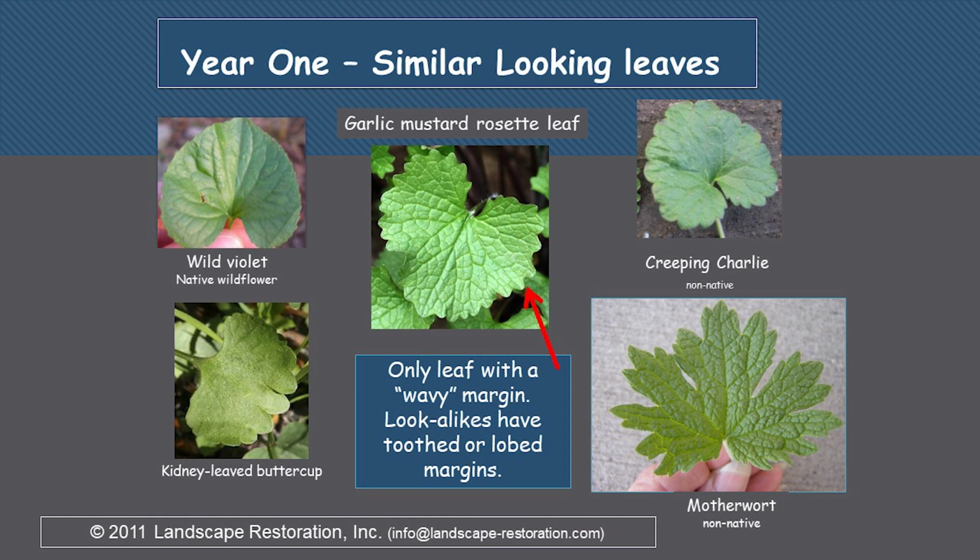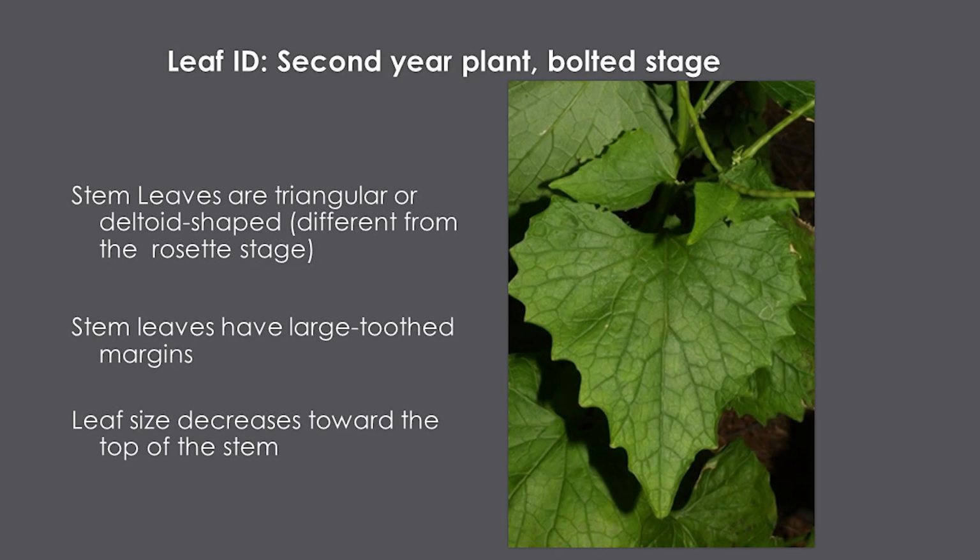Here, this one looks really a lot like garlic mustard, but again, the tooth is pointed at the bottom. In between the teeth, it's pointed, not rounded. And then, if you went to start pulling this, Creeping Charlie runs along the surface of the soil, and it will root at the nodes, no taproot. It's a very different root system from garlic mustard.